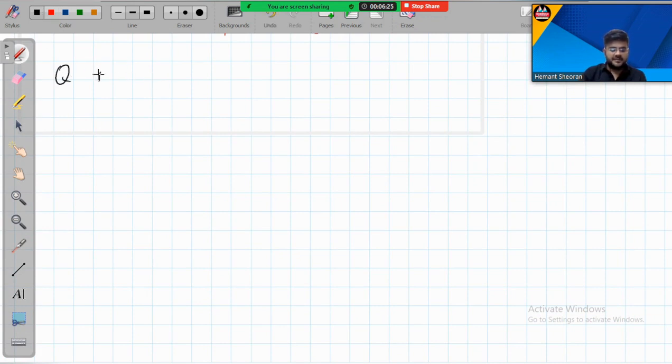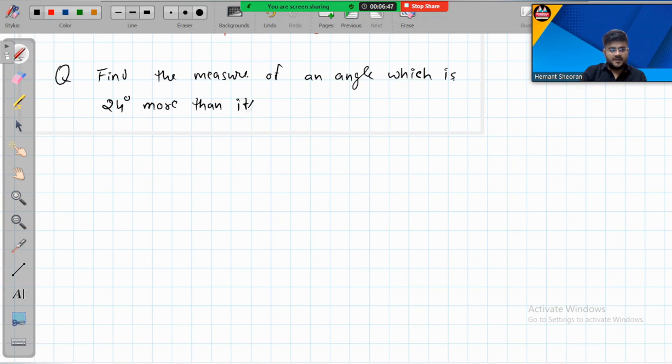They are asking: find the measure of an angle which is 24 degree more than its complement.